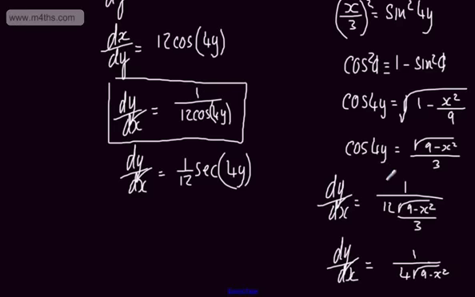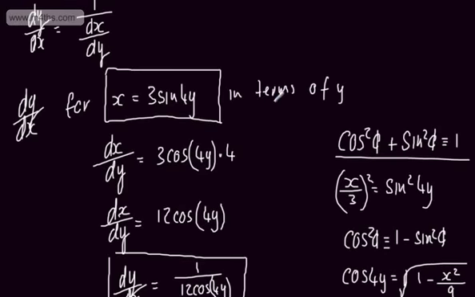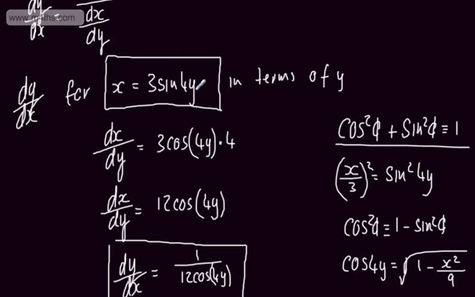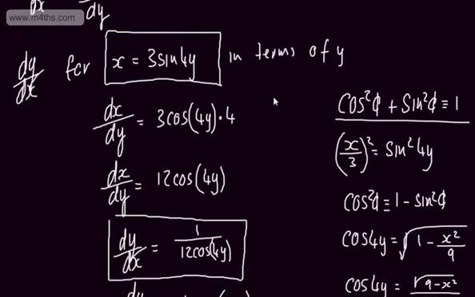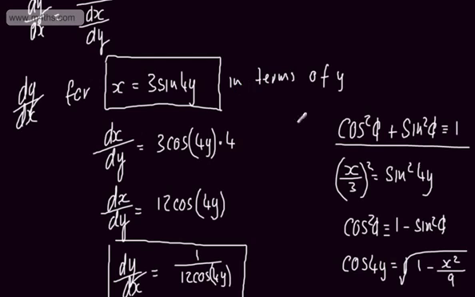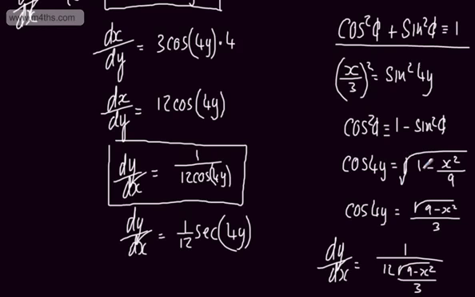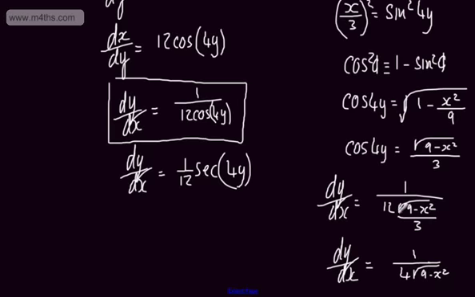All I've done is use trig identities now to express dy by dx in terms of x. I first did it in terms of y by differentiating both sides of the equation with respect to y, and then I went ahead and used trig identities. Cos squared theta plus sine squared theta is 1, therefore x over 3 all squared is sine squared 4y. So cos 4y will be the square root of 1 minus this value. We can do a bit of rearranging, sub in, and now we can put our derivative dy by dx in terms of x. Okay, let's move on.